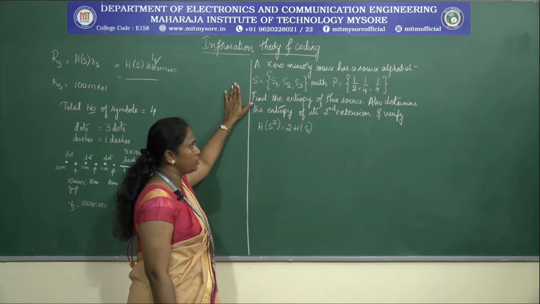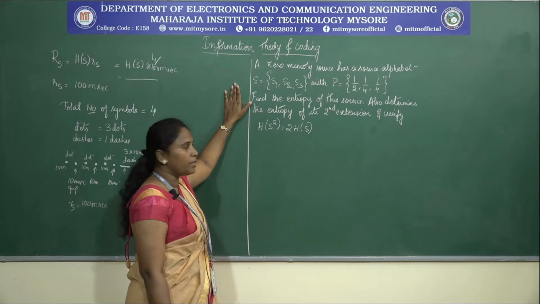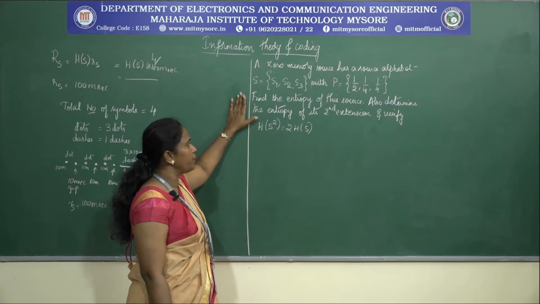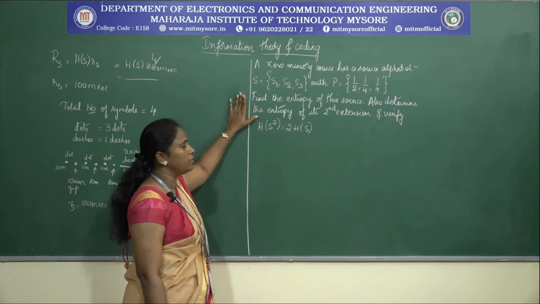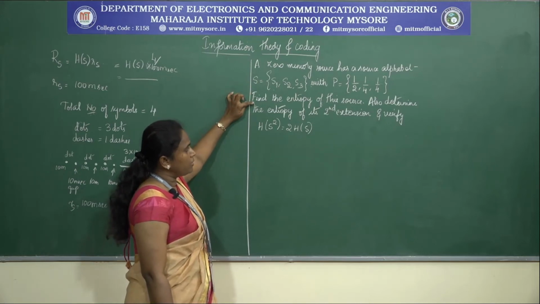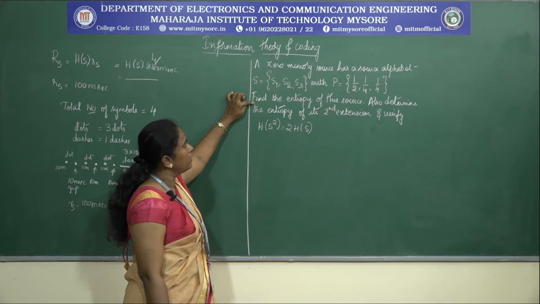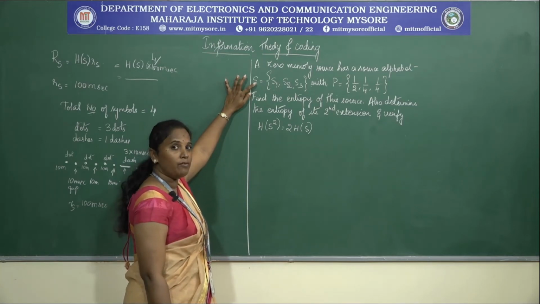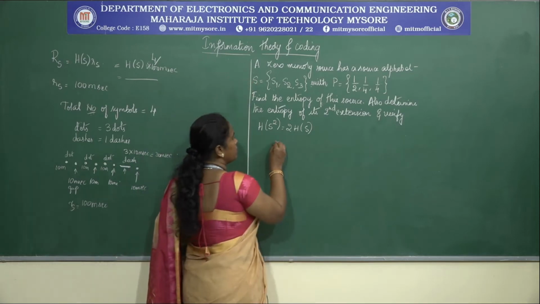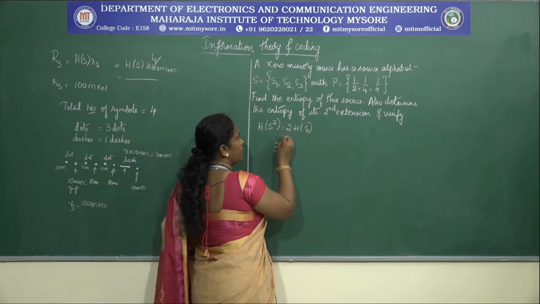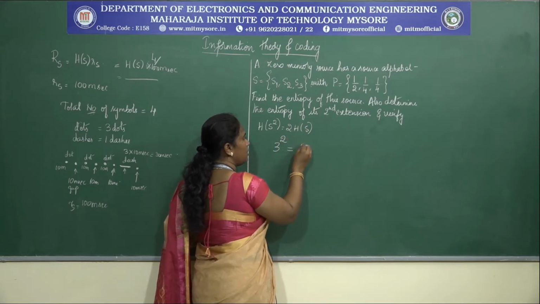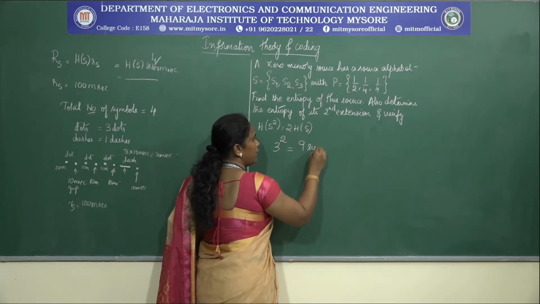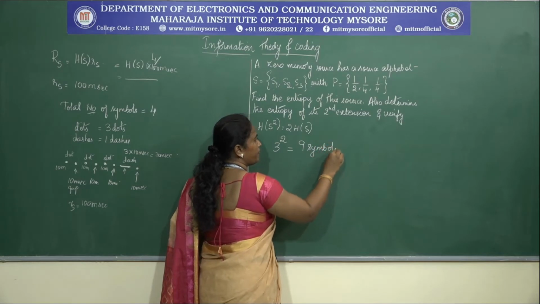Find the entropy of this source, and we also need to determine the entropy of the second extension and verify that H of S square is equal to 2 times H of S. So we need to find the second extension here. We have 3 source symbols, and the extension we require is the second extension, so totally we need to find 9 source symbols.